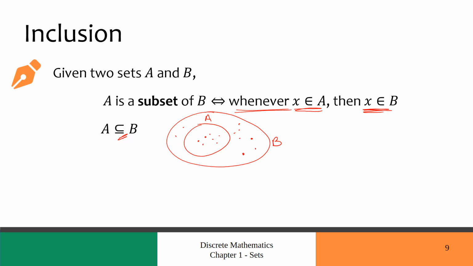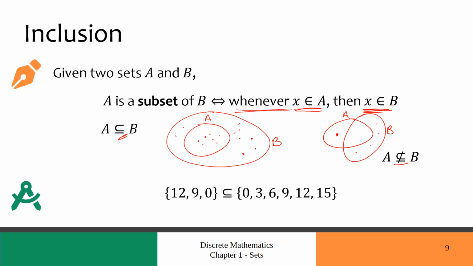If it is not the case, then you say that A is not a subset of B, and you denote it with a slashed inclusion sign. It means that A has at least one element that is not in B. For instance, the first set is a subset of the second one, because 12, 9, and 0 are all three in the second one. But here, 3 is not in the second set, so the first set is not a subset of the second one.